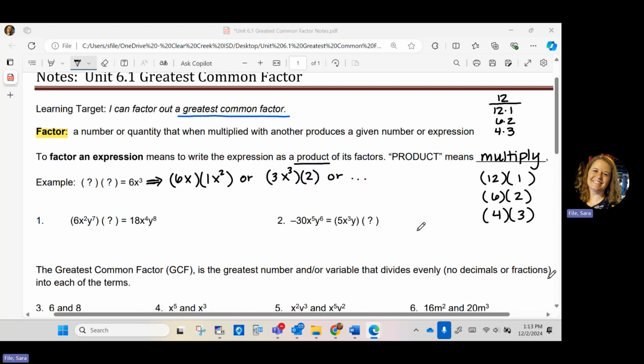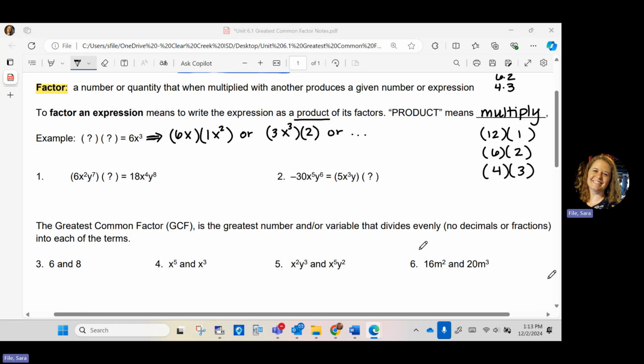So let's try it. When they give us one of the factors, so instead of two blanks of what could be multiplied to give us this final product, only one of them is blank. One of them has a question mark. So we're multiplying this 6x squared y to the 7th times something, and we want it to equal 18x to the 4th y to the 8th.